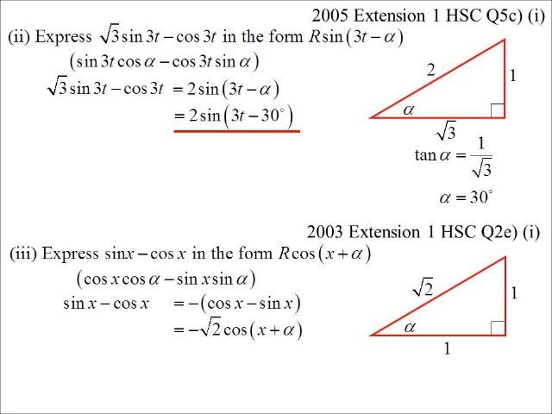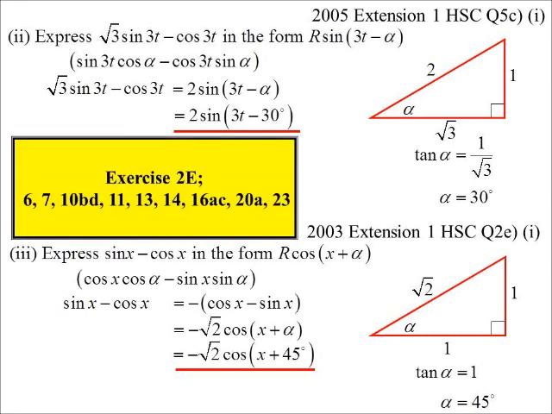If it's not the sine, it's not the sine. Another exact value of 45 degrees. There it is. Minus root 2 cos(x plus 45). All right, something to play with.